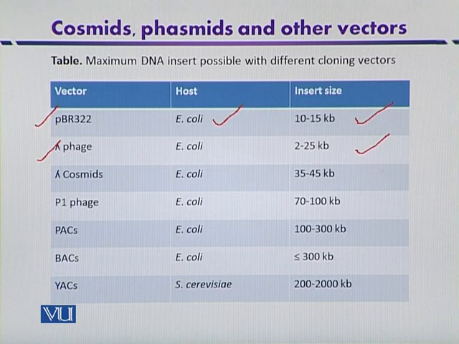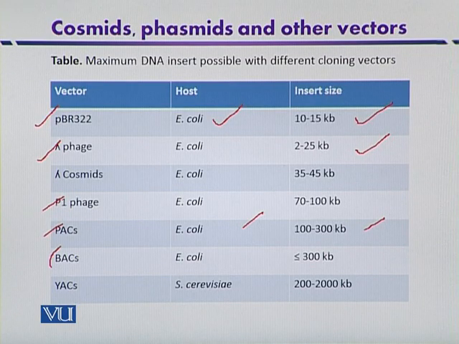And then another type of phage vector that we have not focused on mainly is P1 phage, that can clone 70 to 100 kilobase DNA fragments. Then the P1-type packaging system. Here the host organism again is E. coli, and it can clone up to 300 kilobase DNA fragment.